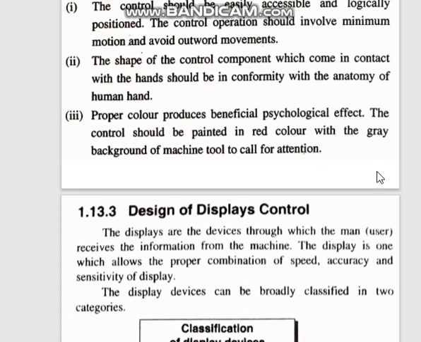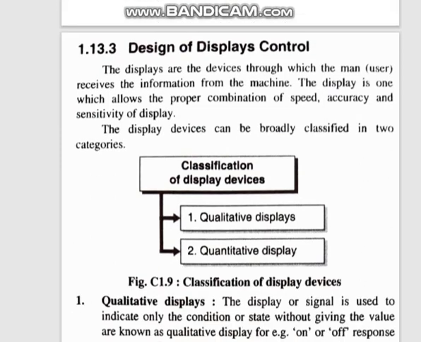Whereas some of the people will be making software, some of the apps also you may see, they're like a bright red color or black color or something, which is not so soothing to the eye. They will use such colors. With such kind of screens, we cannot work for a long time. Okay, next we come to design of display controls.